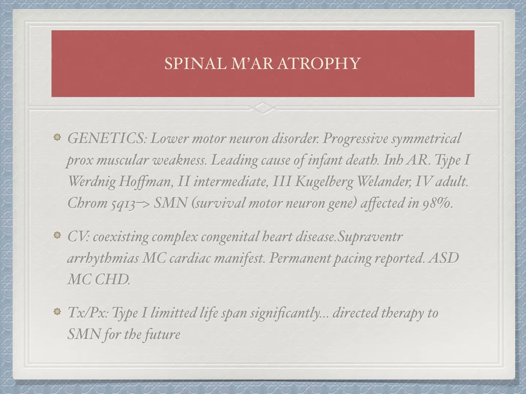The chromosome affected is chromosome 5, and in general all of these have an affected gene named survival motor neuron. So if the survival motor neuron doesn't survive, motor neurons will die, and you'll see these manifestations. In 98% of these patients, you have this alteration on the SMN gene. Cardiovascular manifestations are coexistent complex congenital heart disease, mainly atrial septal defect. You can see some arrhythmias, mainly supraventricular arrhythmias, and that's the most common cardiac manifestation.